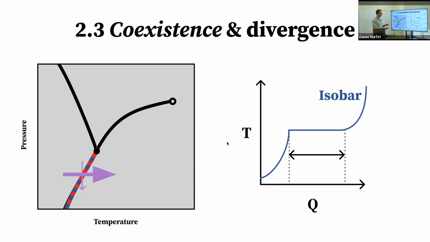At some point you reach this coexistence line, and the additional heat goes into changing the phase, pushing it to the new minimum. That's what you see happening here. That's latent heat. In this case it's sublimation, latent heat of deposition. This is latent heat of fusion, and this is latent heat of vaporization.